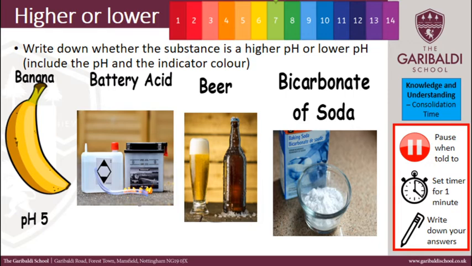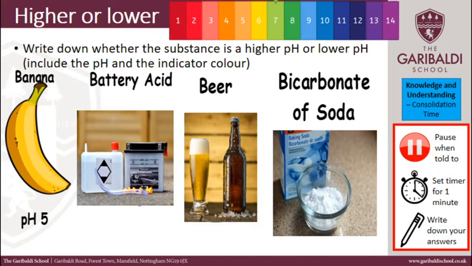So what I would like to do now is, if you have your whiteboard, we're going to play a game. It means higher or lower. So you're going to write down whether the substance is higher pH or a lower pH. So now you need to know what a high pH is and what a low pH is. So in your answer, you're going to include the pH and the indicator color. For example, banana, we know it's pH 5, so it's actually a weak acid.